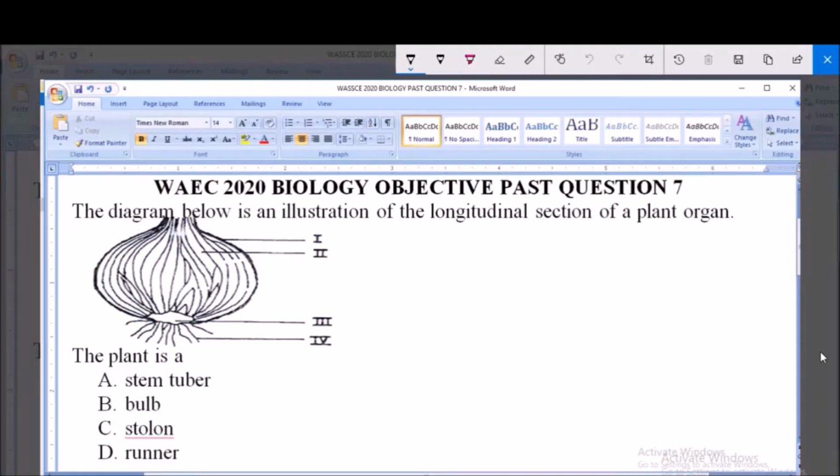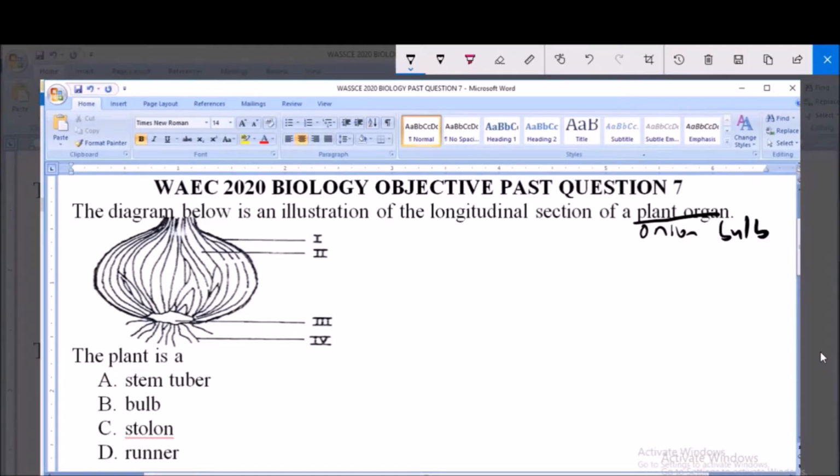Hello and welcome. I'm going to be answering WAEC 2020 Biology Objective Past Question 7. So you have this diagram, which is the illustration of a longitudinal section of a plant organ, which is an onion bulb. So we're asked the plant is A, stem tuber, B, bulb, C, stolon, D, runner. So let's define each of these plant types given to us in the options and see the one that best suits the description.